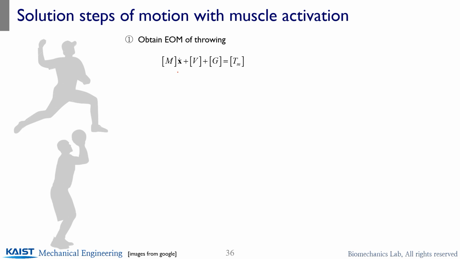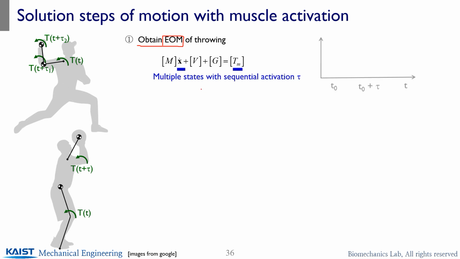Okay, so I'm going to briefly go over the solution steps for throwing analysis. Similar to the previous human motion analysis, the very first step is to obtain the equations of motion. But the different thing here is, since we are working on the sequential activation, you have more than one joint. You have more than two joints that are activated first and second with the time delay tau. So instead of having a point mass approach, we are going to handle at least two masses or two joints. That's the biggest difference.